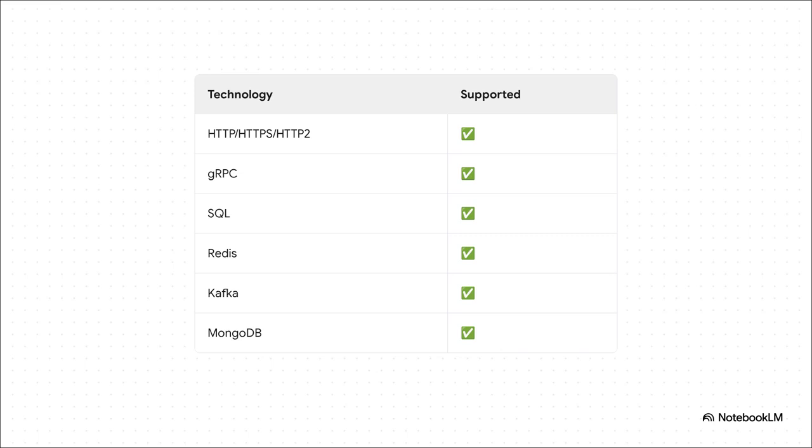And listen, this isn't just for some simple little web service. Look at this list. Beyla has native out-of-the-box support for a huge range of the technologies you'd find in any modern stack. We're talking HTTP, gRPC, SQL, Redis, Kafka, MongoDB, you name it. It just understands the language of your entire system automatically.